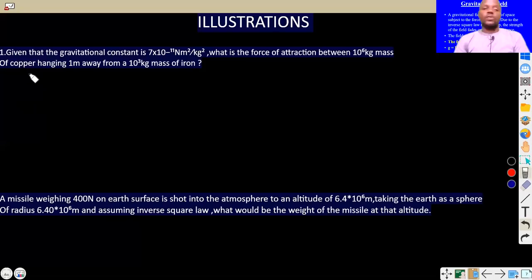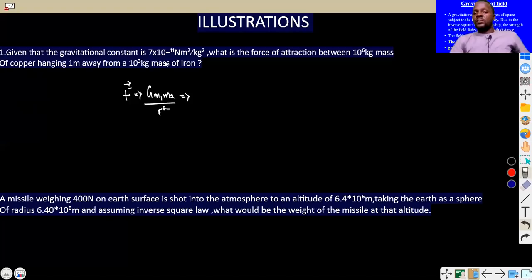Now, the first one: given that the gravitational constant is 7 times 10 raised to the negative 11 Newton meter square per coulomb square, what is the force of attraction between a 10 to the power 6 kg mass of copper hanging 1 meter away from a 10 to the power 3 kg mass of iron? From what we have studied, we can say the force of attraction, which is gravitational force, is G m1 m2 divided by r squared. I hope my students can finish this by direct substitution.